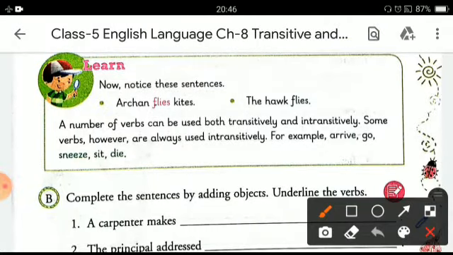Now notice these sentences. First one is Arjun flies kites. The second one is the hawk flies. Now see the difference. A number of verbs can be used both transitively and intransitively. Some verbs, however, are always used intransitively. For example, arrive, go, sneeze, sit, and die.